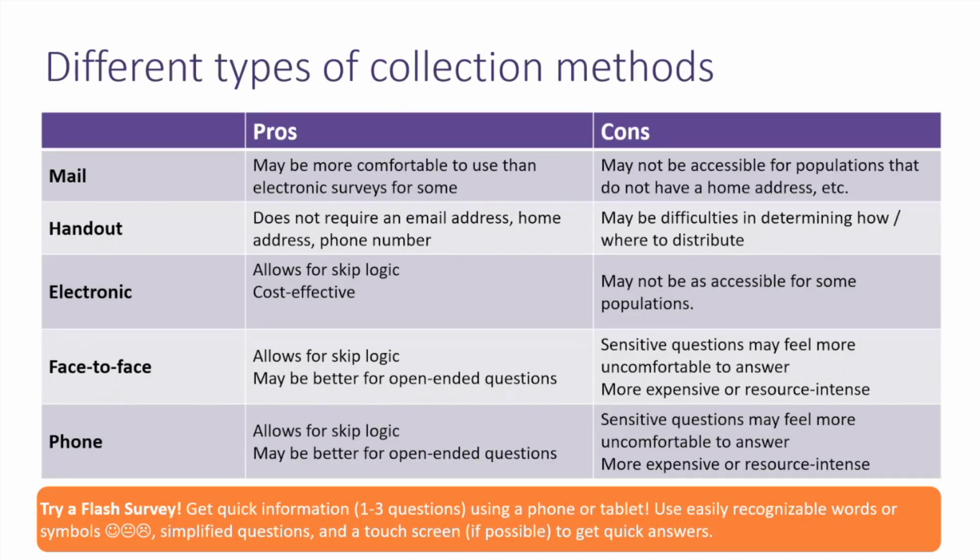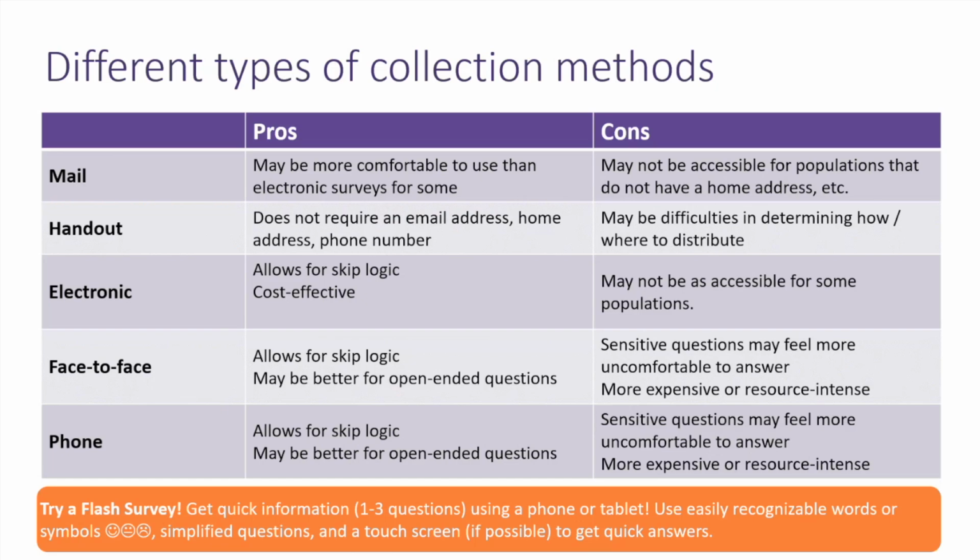So here are just some initial pros and cons on each of the ones that I just mentioned. There are obviously more in each category. If you're thinking about mail, it might be more comfortable for some folks to do a paper survey, something that's been mailed to them, compared to an electronic survey. On the other hand, it might not be as accessible for populations who don't have a home address. So those are the advantages and disadvantages there.